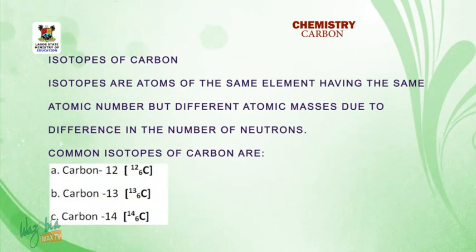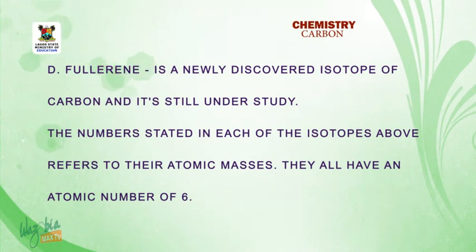Isotopes of carbon. Isotopes are atoms of the same element having the same atomic number but different atomic masses due to difference in the number of neutrons. Common isotopes of carbon are carbon 12, carbon 13, carbon 14, and fullerene. Fullerene is a newly discovered isotope of carbon and it's still under study. The numbers stated in each of the isotopes above mentioned refer to their atomic masses. They all have an atomic number of 6.